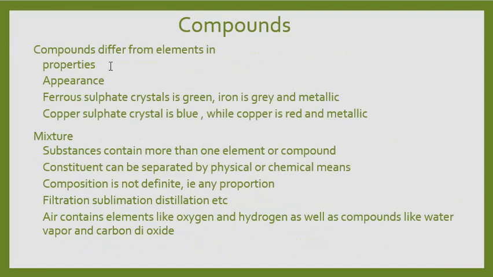Compounds have properties of their own, they have an appearance of their own. Sodium chloride's appearance is different from the appearance of sodium and of chlorine. Ferrous sulfate is a crystal, while iron is a lustrous metal, grey and metallic. Sulfate is not a crystalline shape. Copper sulfate: copper is red and metallic, while the copper sulfate crystal is blue.